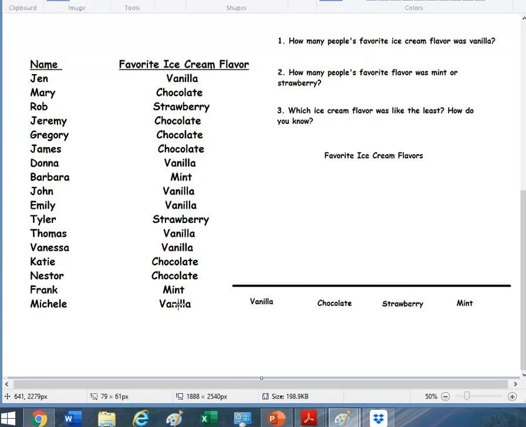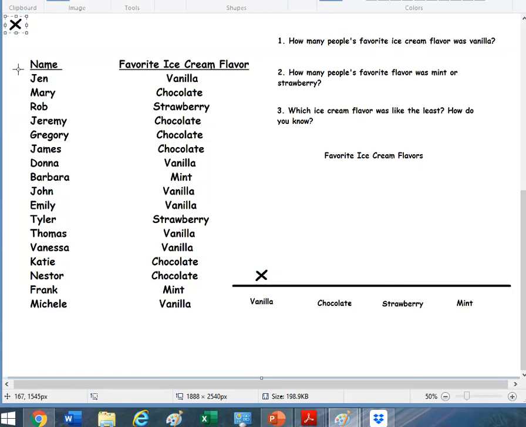So a line plot is just the frequency. It's counting the frequency of each of these flavors, or as of yesterday, each of the numbers. So I have 1, 2, 3, 4, 5, 6, 7. So I have 7 people that liked vanilla. So I'm going to put 7 X's above vanilla.